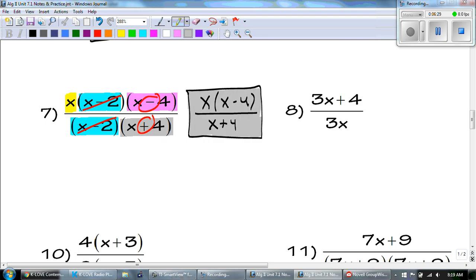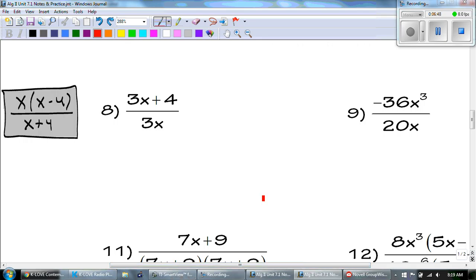Oh, that's a good question. Why does the top have to have the parentheses? Well, that's to make sure we keep these separate and to know that this is really x times that, okay? It's kind of like the factored form.